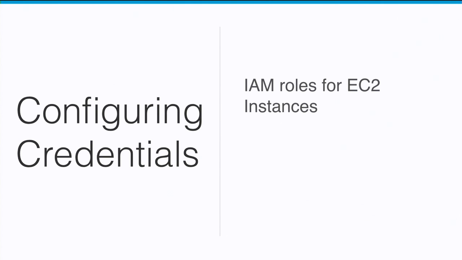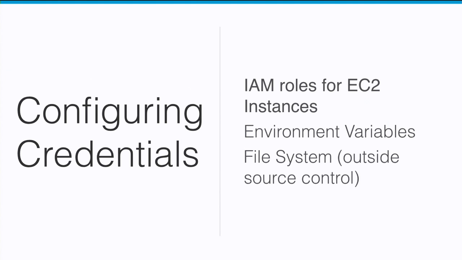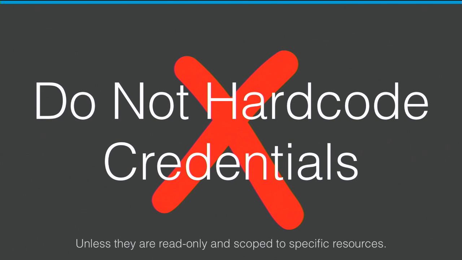Basically, there's a couple ways you can configure credentials. The first one is you can use IAM roles for EC2 instances. If you're using EC2 already to host your application, this is the best way to set up your application. You can also use environment variables if you are not using EC2 or have some other requirements. And finally, you can store your credentials in the file system, preferably outside of source control. And that's because you should not hard code your credentials. There is one scenario where you will hardcode credentials. I'll talk about this when we do our demo. And if you do hardcode your credentials, make sure that you have read-only credentials and they're scoped with a policy to specific resources so that people don't access things that they shouldn't.